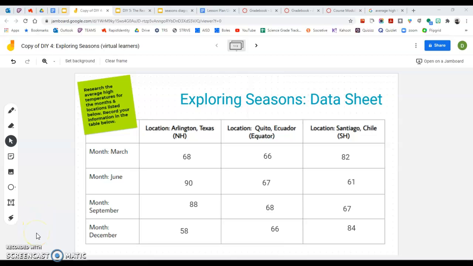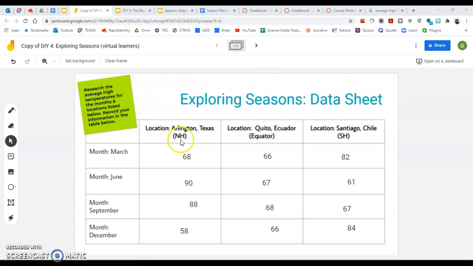Bulldogs, let's look at DIY 4 and see if you were able to see the patterns and trends that we were intended to see by exploring the seasons in different areas of the world. On the first slide, you were supposed to research the average high temperatures for the months and locations listed below and record the information in your data table.